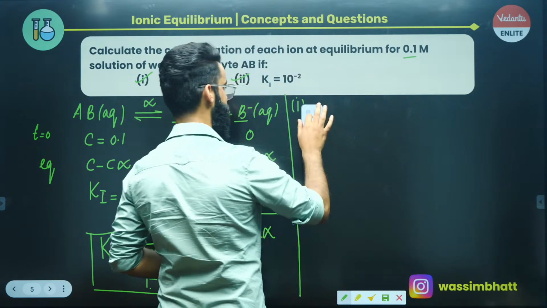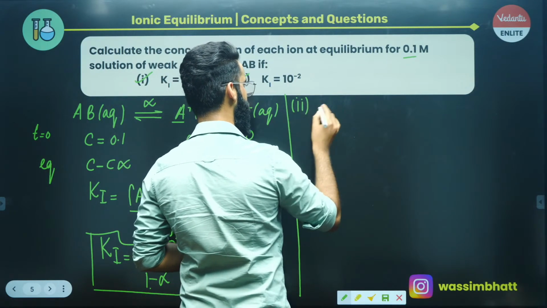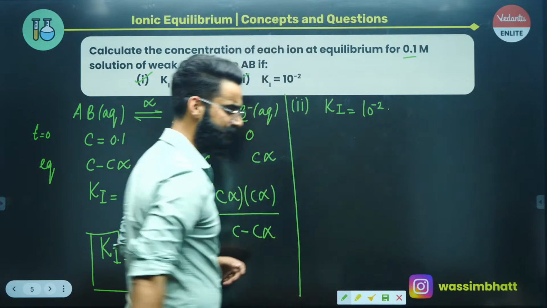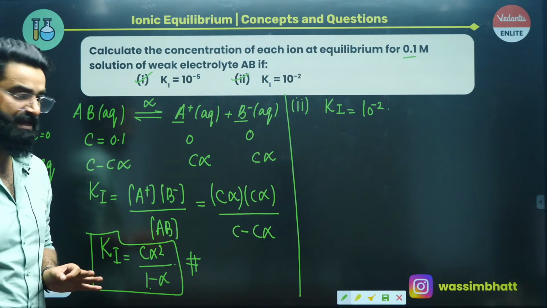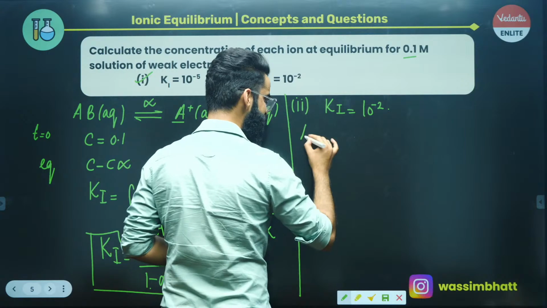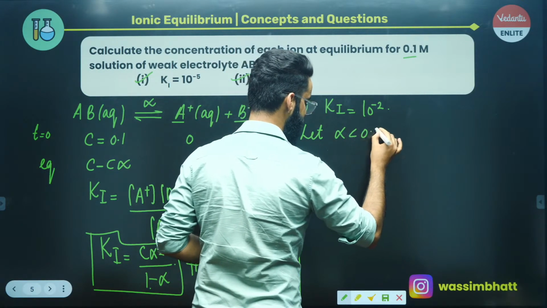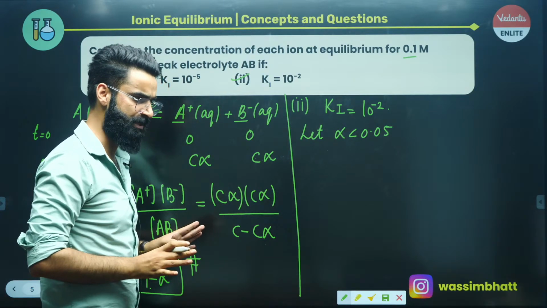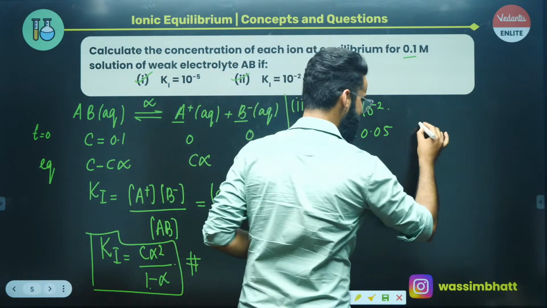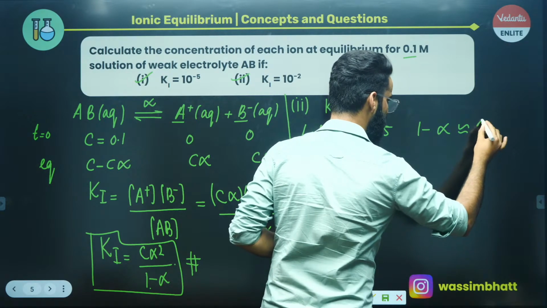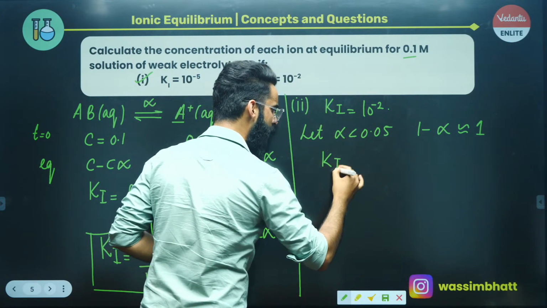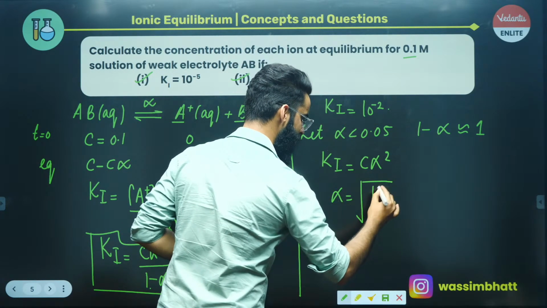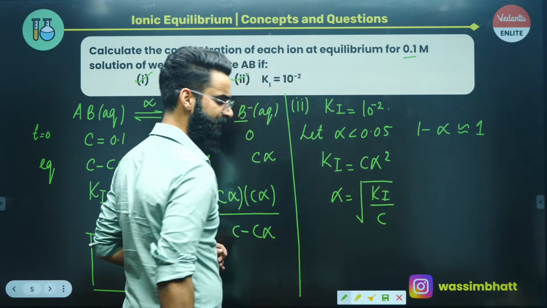See what the second part of the question says. As per the second part of the question, the ionization constant Ki we need to take as 10 raised to the power minus 2. The same procedure I'll be following. I'll again assume that alpha is less than 0.05, right? And if I assume that alpha is less than 0.05, that means instead of 1 minus alpha, you can just write 1. So your Ki value again becomes C alpha square. And from here, you'll be calculating the value of alpha, which is going to be under root of Ki by C.